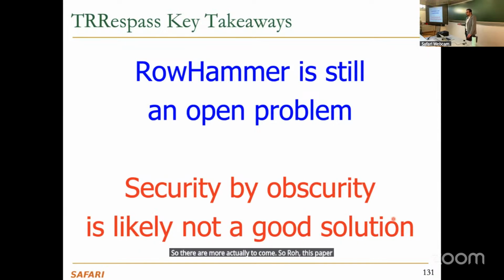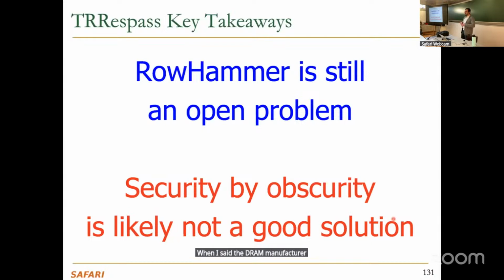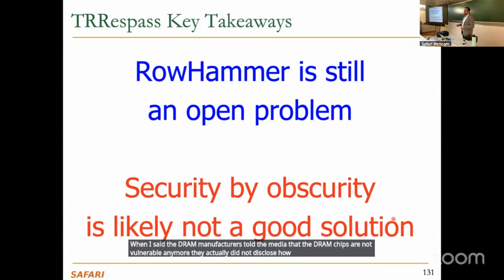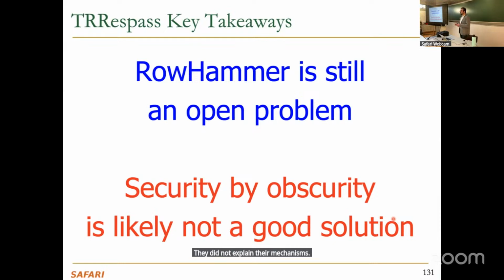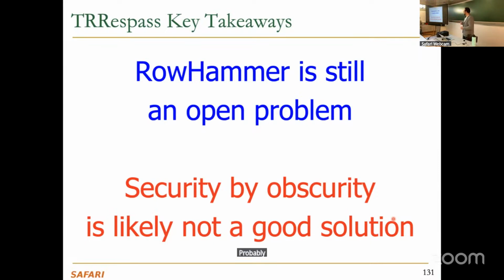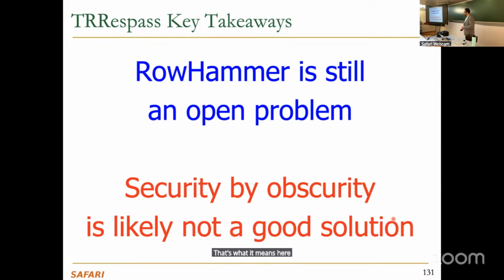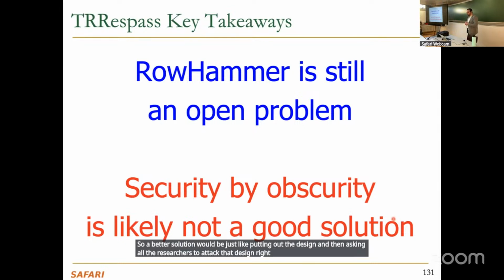This paper essentially shows that RowHammer is still an open problem, and security by obscurity is likely not a good solution. So I need to open up this a little bit more. When I said the DRAM manufacturers told the media that the DRAM chips are not vulnerable anymore, they actually did not disclose how they solved the issue. They did not explain their mechanisms, and they relied on obscurity. Basically, if you do not know the details of the mechanism, probably you will not be able to induce bit flips. So they relied on this, and it failed. That's what it means here. Security by obscurity is likely not a good solution. So a better solution would be just putting out the design and then asking all the researchers to attack that design, right? So that they might have even changed the design before deploying it in the real chips.